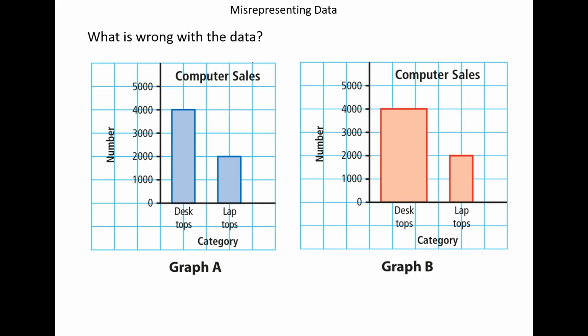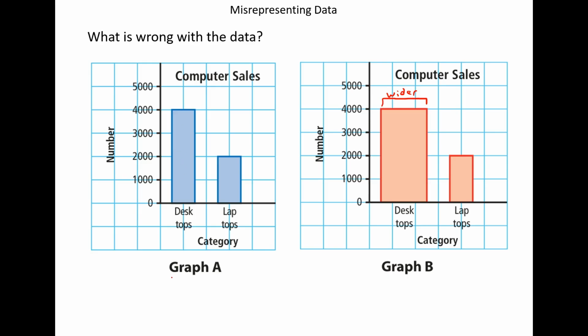What is wrong with the data here? Graph A versus graph B. Now, if you think about it, both graph A and graph B are essentially the same. The only difference is the width of desktops for computer cells here. It's much wider, right? But even though it's wider, they're still selling 4,000 computer cells for desktops, and it's still 4,000 computer cells for desktops here for graph A.